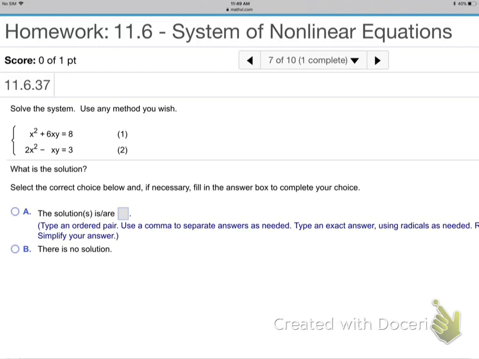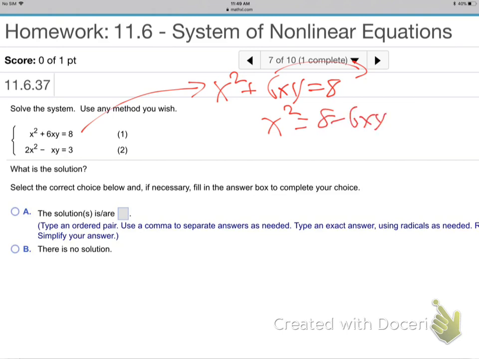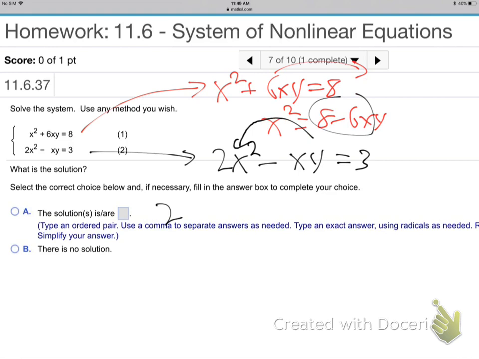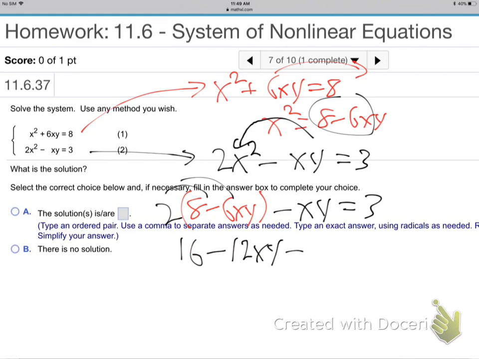Now, let me do this one with the addition method. So x squared plus 6xy equals 8, and 2x squared minus xy equals 3. Oh, actually, you can do it however you want. I would probably just solve for the x squared in the first one. Just jump this over. X squared is 8 minus 6xy. Then plug that into the second one. Making sense? So take the second one, plug this in right there. So 2 times 8 minus 6xy minus xy is 3. Distribute. 16 minus 12xy minus xy.